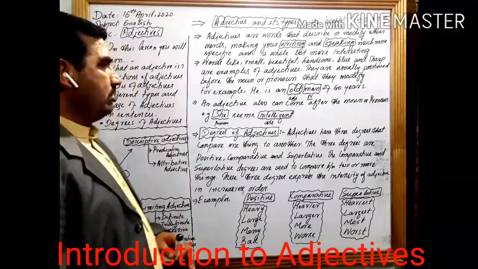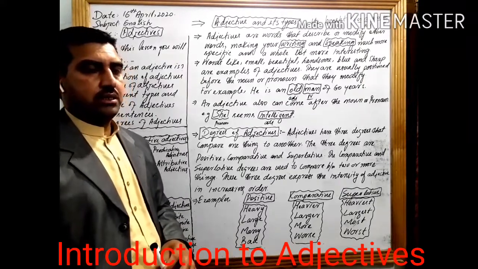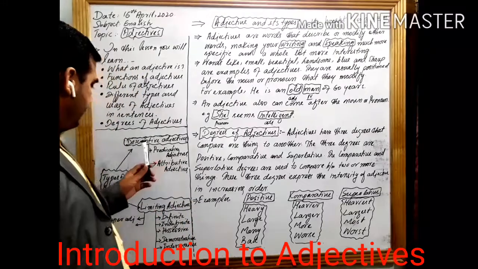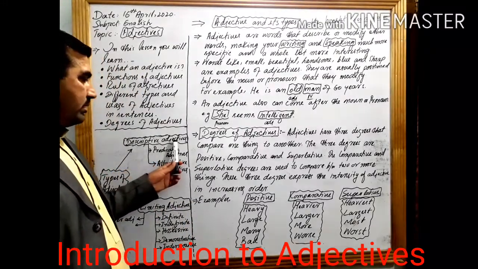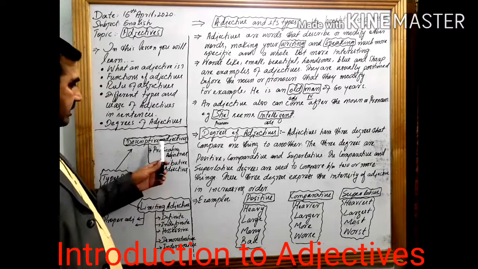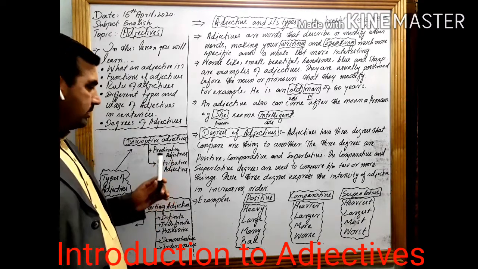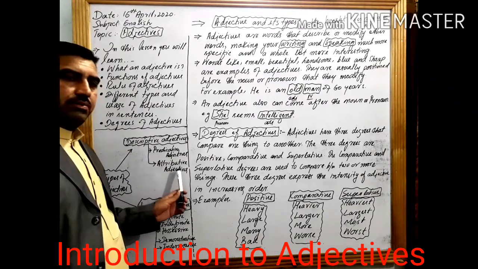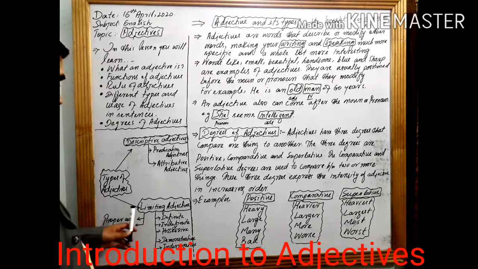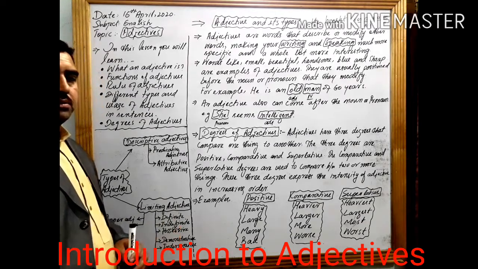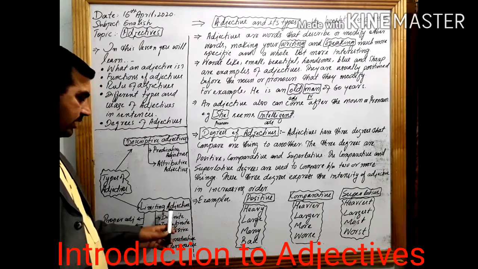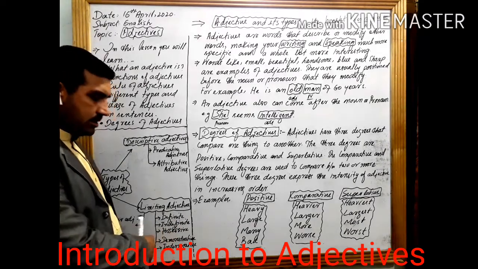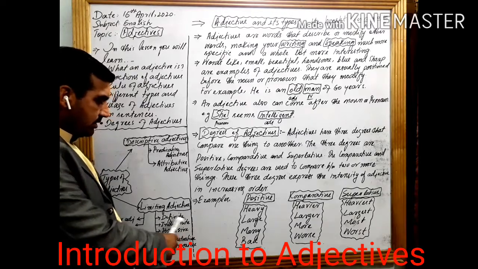Now on the basis of functions and characteristics, adjectives are further divided into many types. The first one is descriptive adjectives. Descriptive adjectives are further divided into two types. The first one is predicative adjectives. The second one is attributive adjectives. Second main type, limiting adjectives. Limiting adjectives are further divided into many types. The first one is definite adjectives. Second one is indefinite adjectives.